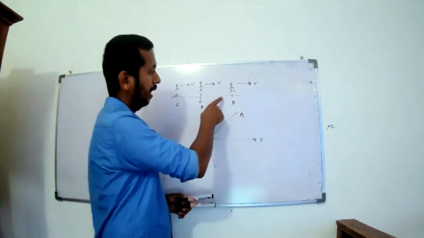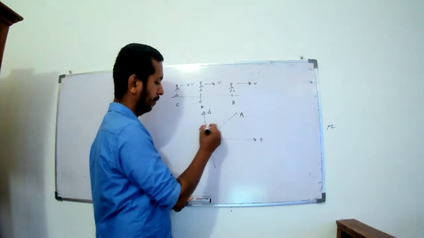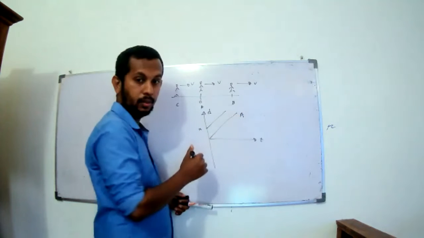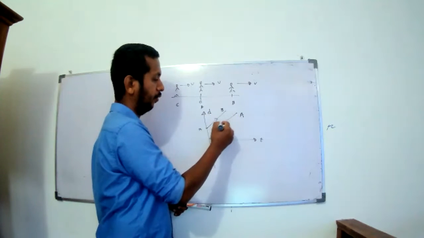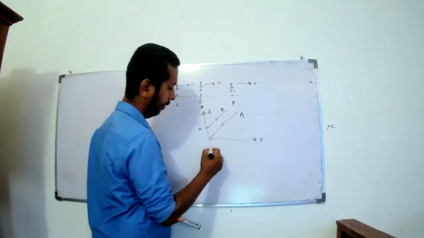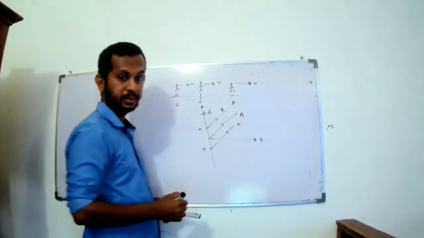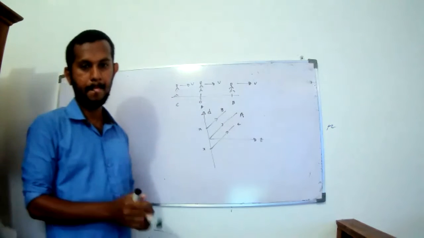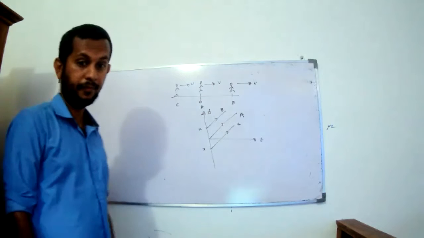If I am going to draw a graph belonging to case number B, person is sitting in the position X. Graph of B. Both lines are parallel to each other. Why? Because the velocity is equal. Case number 3, negative X. This is the graph.